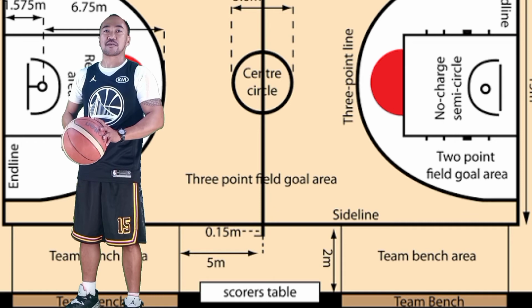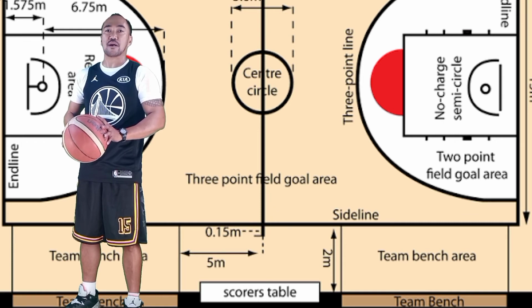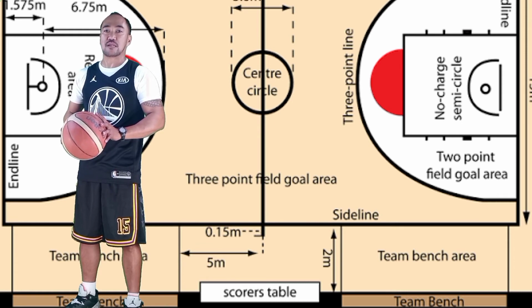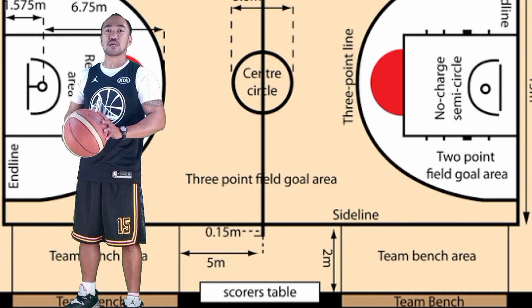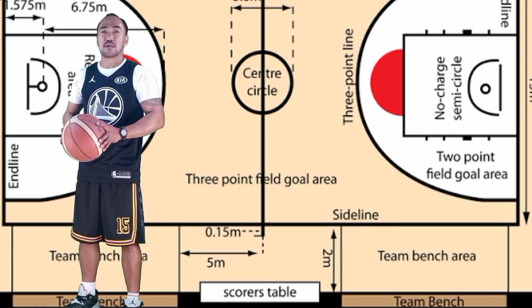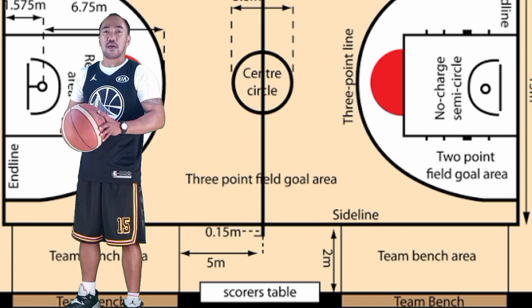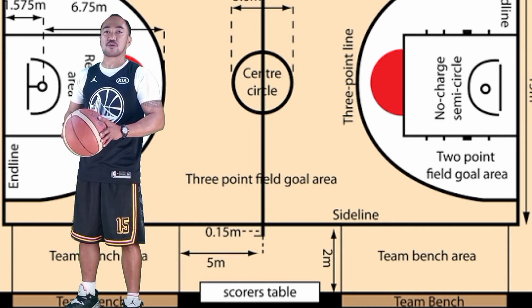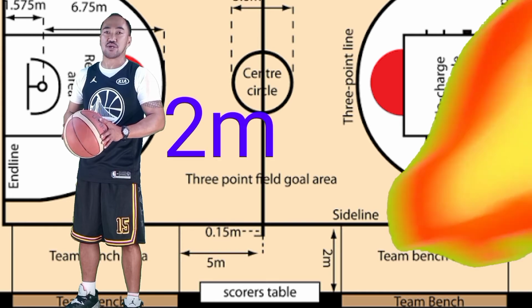Team bench areas. The team bench areas are marked outside the playing court, limited by two lines. There must be 14 seats available in the team bench area. The team bench personnel include coaches, assistant coaches, substitutes, excluded players, and team followers. Any other person must be at least 2 meters behind the team bench.